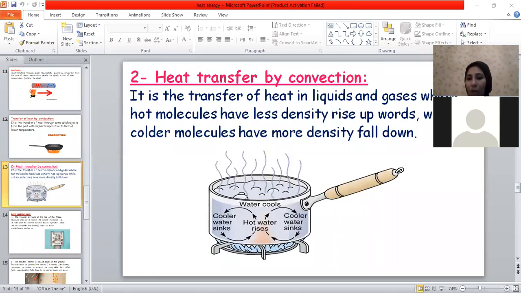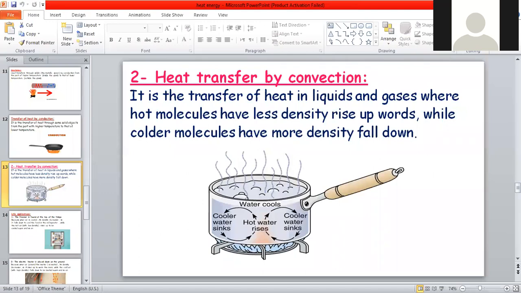You have to keep in your mind that the hot molecules of liquids or air have less density, and cold molecules have higher density. So the hot molecules rise up because they have less density. Does the thing with less density go up or down? When density increases, the cold molecules fall down, but the hot molecules rise up. So this is called convection. The cold molecules sink to be heated again.